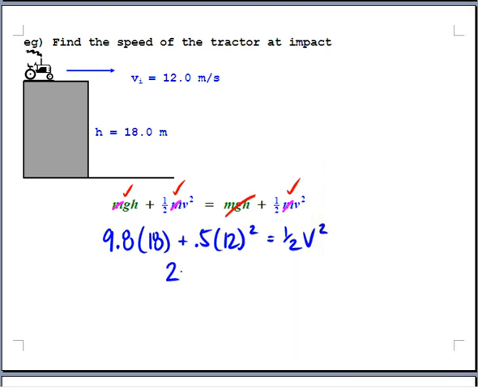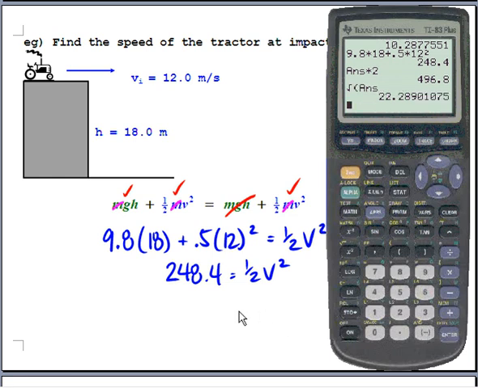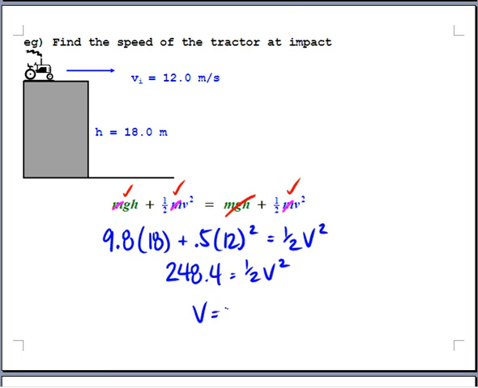248.4 equals 1/2 v squared. I'm going to multiply both sides by 2 to get rid of that 1/2. 496.8, that's equal to v squared. And then we have to square root to solve for v. I'm just going to save some time and space here. 22.3 meters per second.